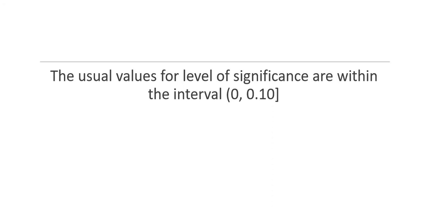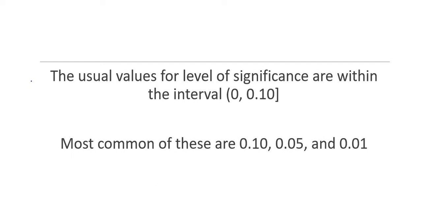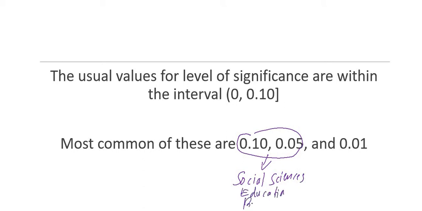The usual values for the level of significance are within the interval 0 to 0.10. And the most common of these values are 0.10, 0.05, and 0.01. 0.10 and 0.05 are usually dealt with in the social sciences, education, business, and other related fields. However, 0.01 is usually for the medical and other health-related fields. Because we are dealing with life, we want to make more accurate tests and less errors or less mistakes.